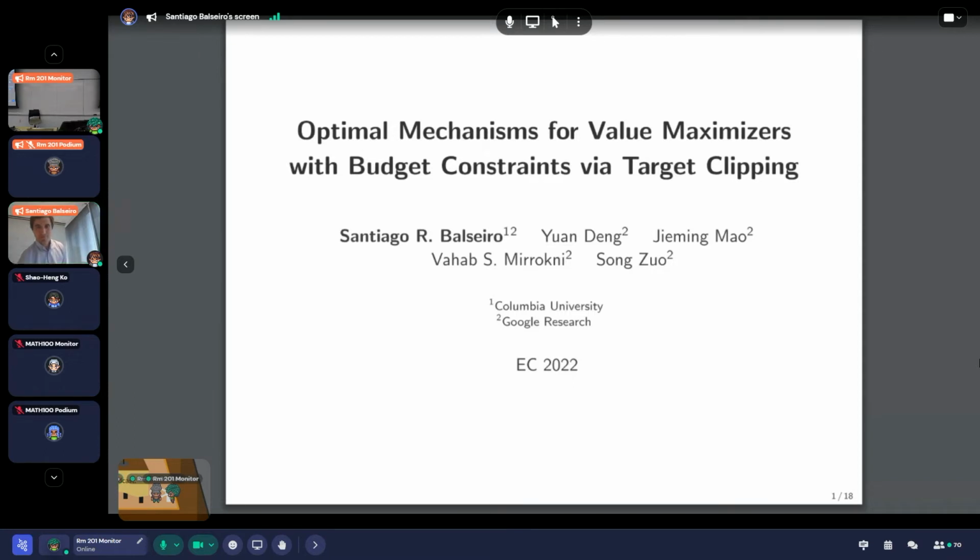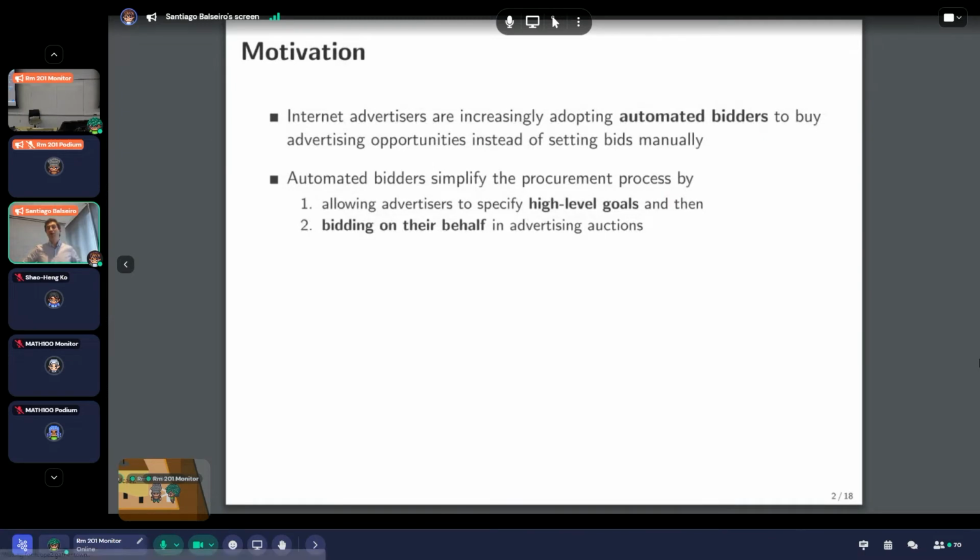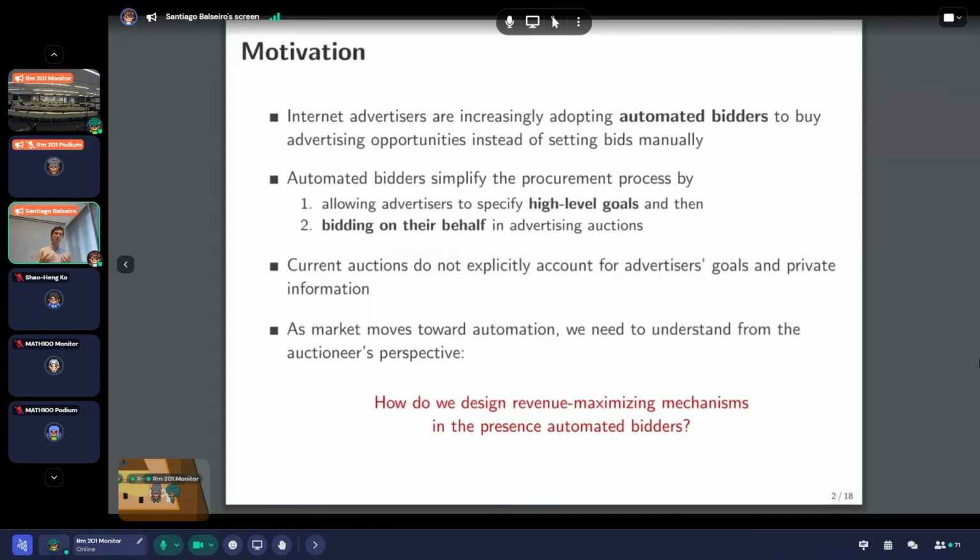Now, the motivation for this work comes from internet advertising markets where buyers are increasingly adopting automated bidders to buy opportunities. What are automated bidders? Well, they simplify the procurement process by allowing advertisers to specify high-level goals and then bidding on behalf of them on the advertising auctions. Now, current auctions, the ones that we're implementing right now, are not taking into account the advertiser's goal and the information structure. So as the market is adopting automated bidders more and more, it's important for us to understand how we design auctions, revenue maximizing auctions, in the presence of such bidders.